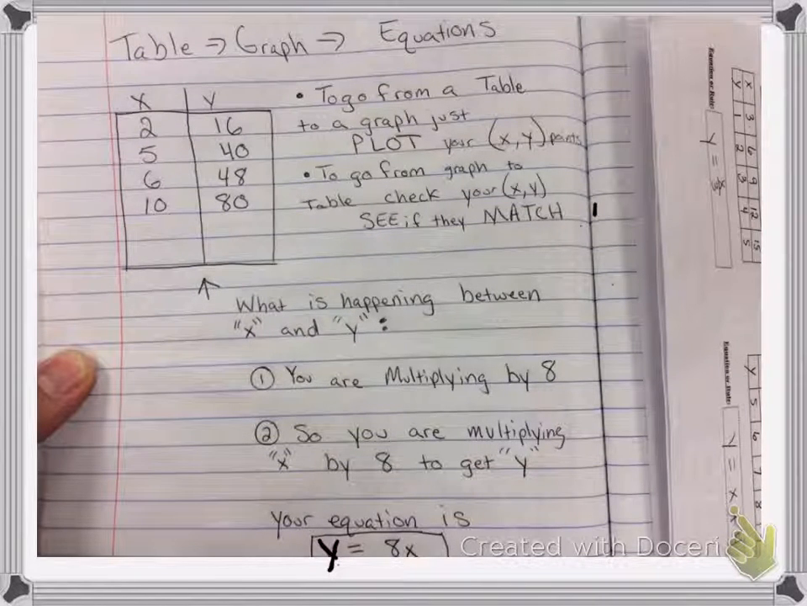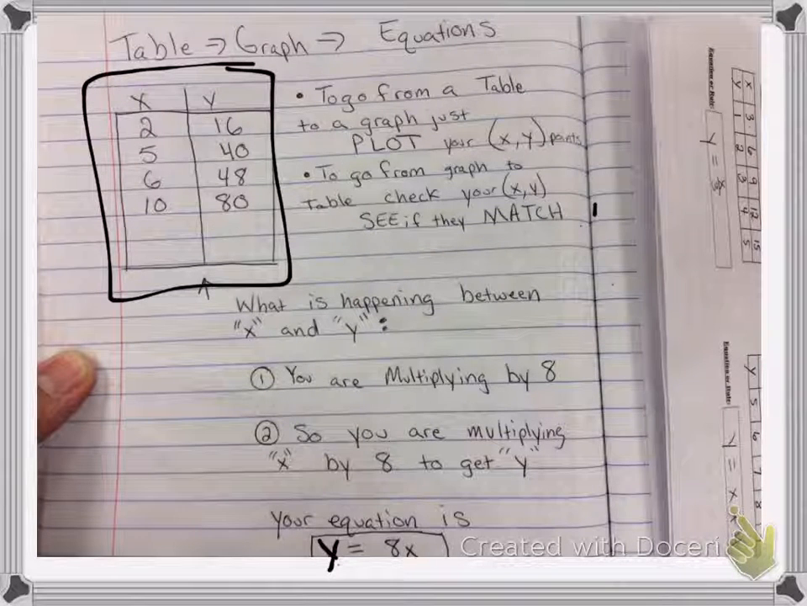But when we're going from table to graph to equation, or really graph to table to equation, you have to look at the table to be able to write your equation. Later on, next year and the year after, you'll learn how to do it from a graph. But this year, we're just focusing on going from a table to an equation, okay? So you have to look, what's going on between your x and your y?